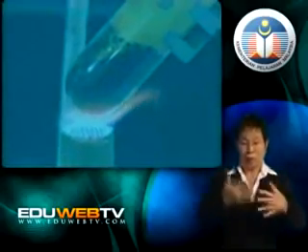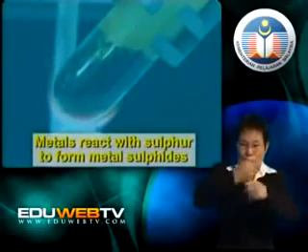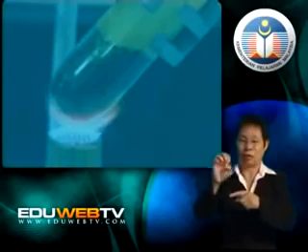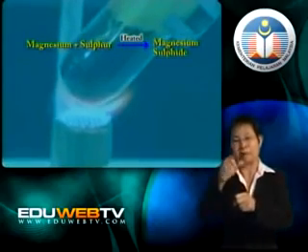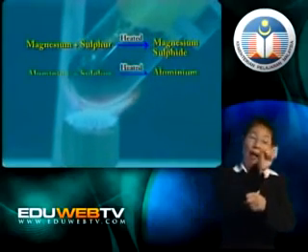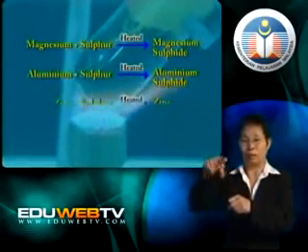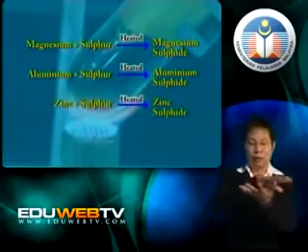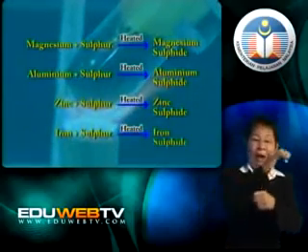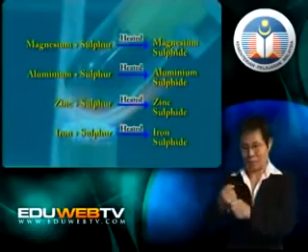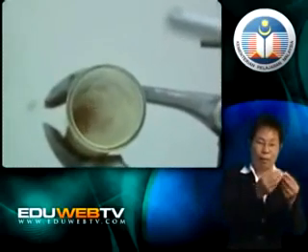We can now conclude that metals react with sulfur to form metal sulfides, which means magnesium reacts with sulfur upon heating to form magnesium sulfide. Aluminium reacts with sulfur upon heating to form aluminium sulfide. Then zinc reacts with sulfur upon heating to form zinc sulfide, while iron reacts with sulfur upon heating to form iron sulfide.